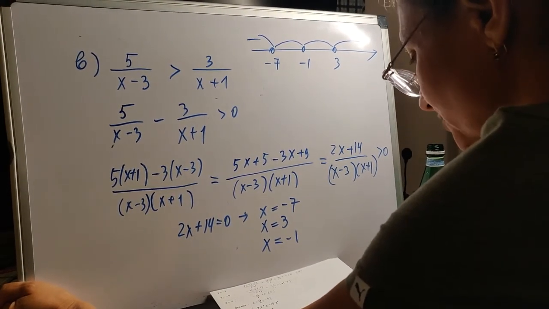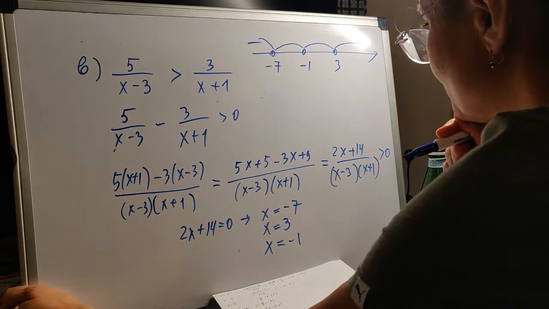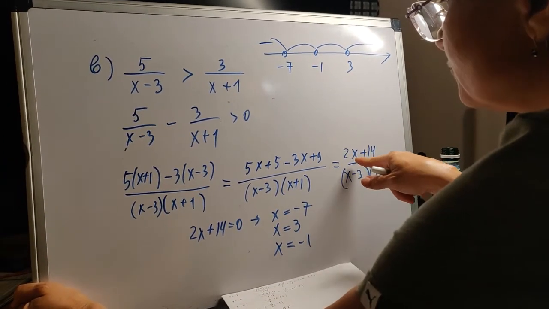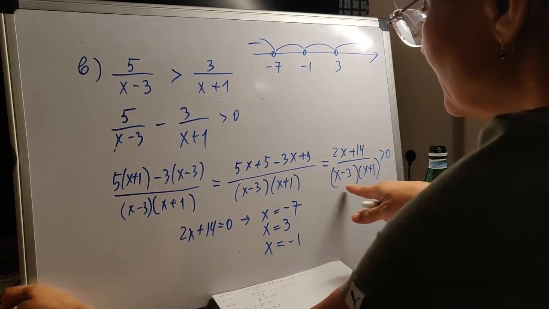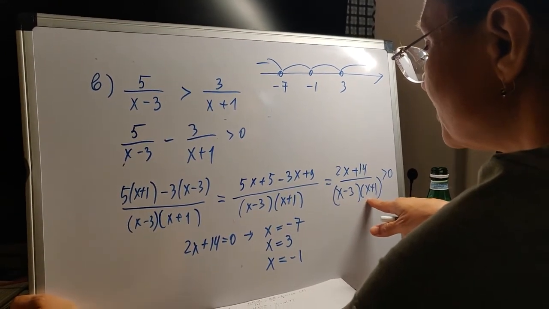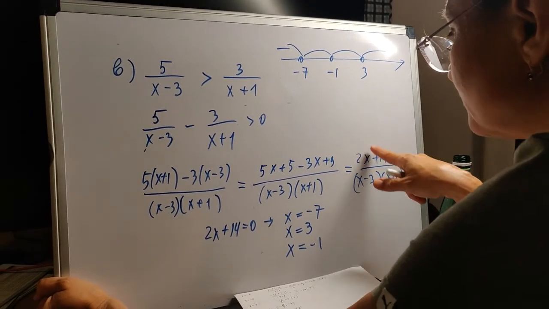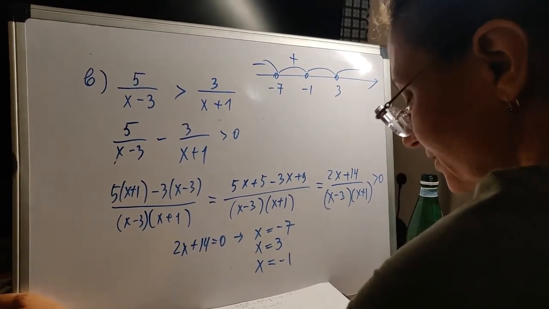Okay, now I'm going to plug in something between negative 7 and negative 1. I think I'm going to plug in negative 2. Let's see what is going to happen in the numerator. Negative 2 here is going to give me negative 4 plus 14, positive. Negative 2 here is going to give me minus 5, and negative 2 here is going to still give me negative. So I have positive and 2 negatives. 2 minuses are going to give me plus, right?